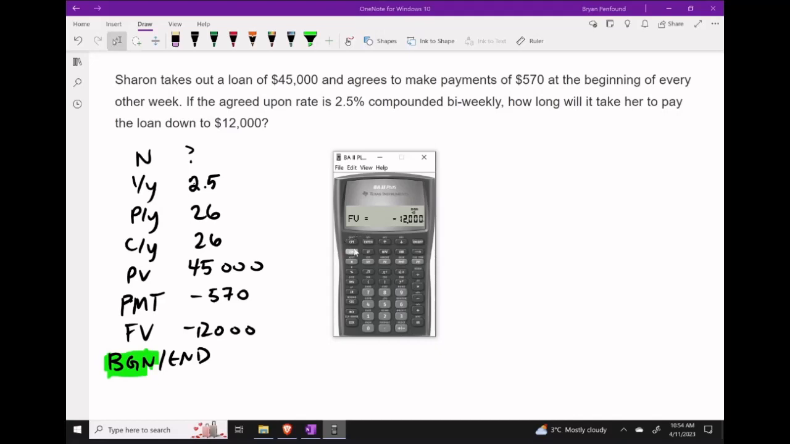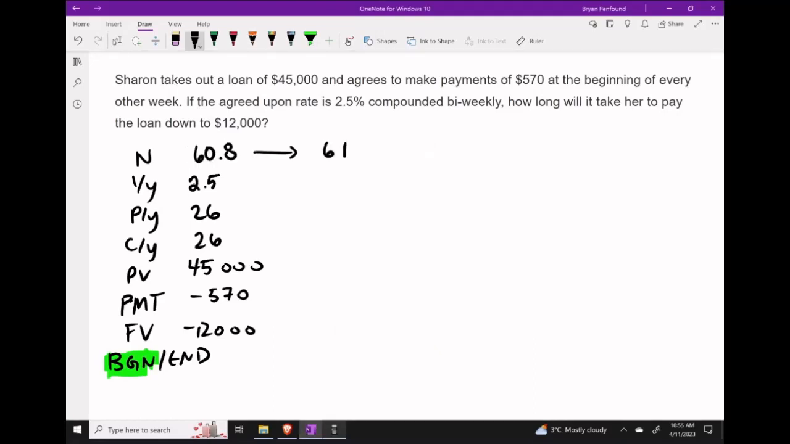We can now ask the calculator to compute N, or the number of equal-sized payments we expect to have. So N here is going to come out to be about 60.8. We're going to round that up to 61 equal-sized payments.